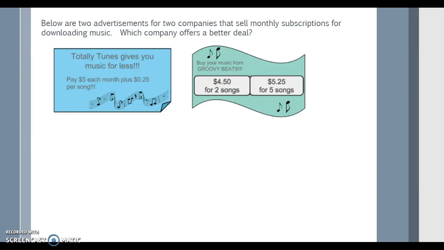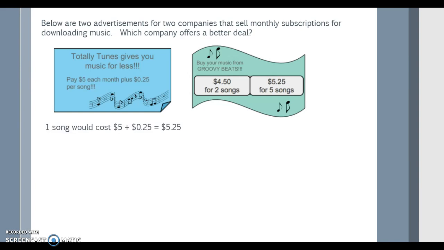Below are 2 advertisements for 2 companies that sell monthly subscriptions for downloading music. Which company offers a better deal? We have the Totally Tunes, which they claim gives music for less. We pay $5 each month plus a 25-cent per song fee. Or the Groovy Beats is $4.50 for 2 songs or $5.25 for 5 songs.